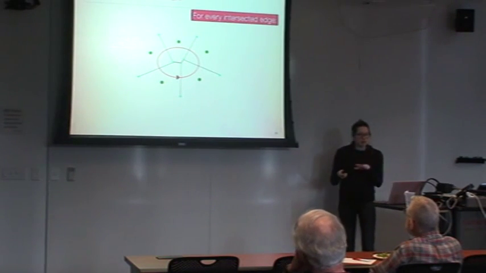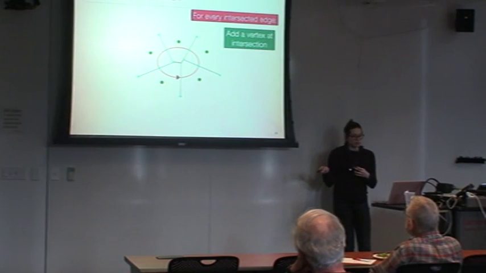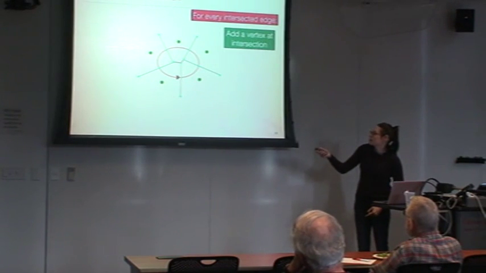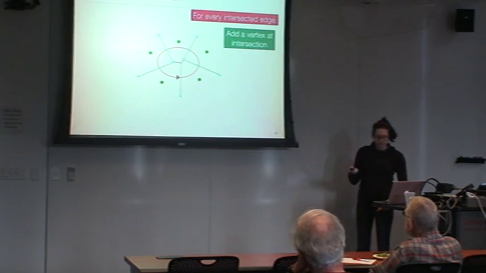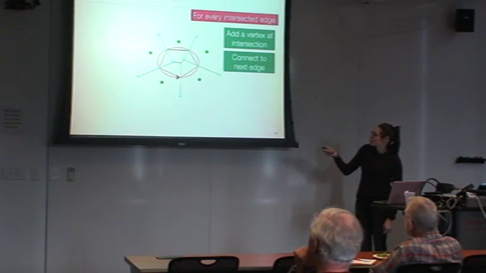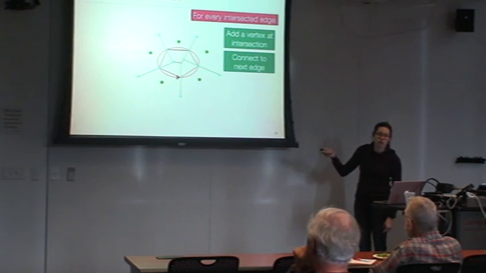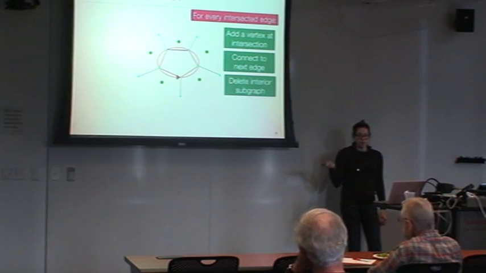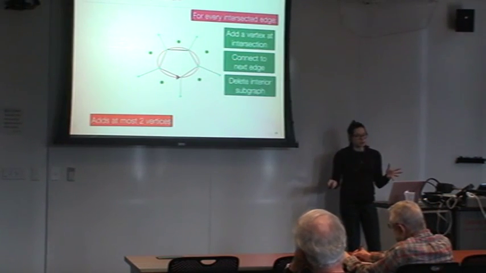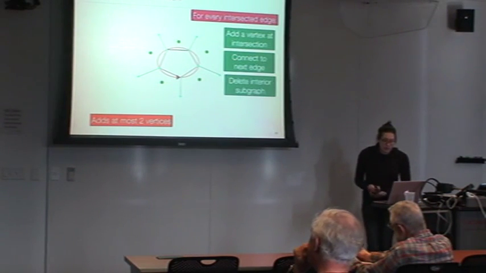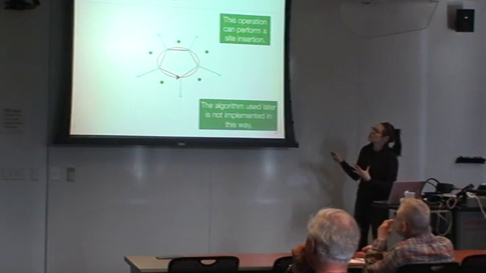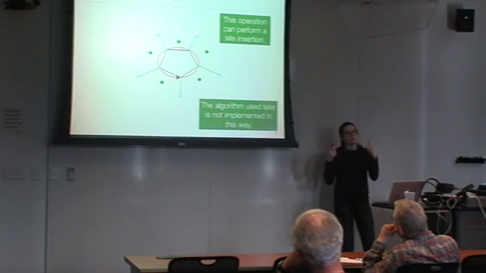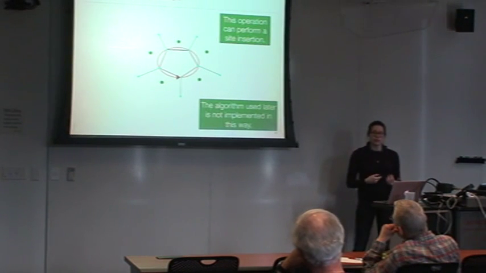Okay, so the operation goes like this. For every intersected edge, you add a Voronoi vertex at the point of intersection. So you cut this edge and all of the other edges as well. You connect each cut edge to the successive edge according to the curve. And you delete the interior subgraph. So this adds at most two vertices, so it doesn't change the complexity of the graph too much. You can see visually that this operation can perform a site insertion if you have the right curve, for example. This operation is capable of modeling the insertion of a new site into a Voronoi diagram.